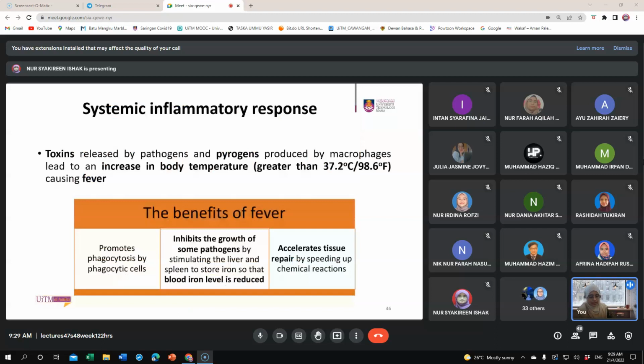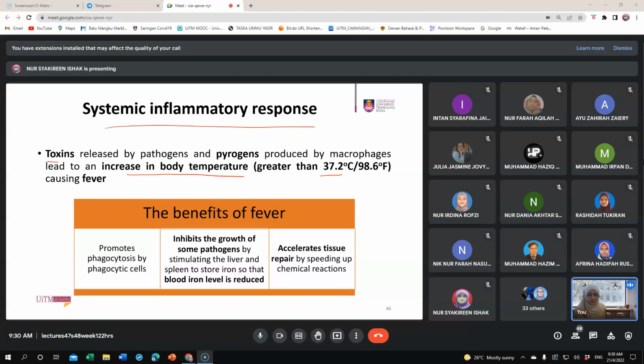Okay, so next is the systemic inflammatory response. Just now, at a specific area, you cut yourself, for example, or the area is infected by certain pathogen, so that leads to the formation of pus and all that, the redness, edema, all that. But if it is the whole body, okay, it is systemic inflammatory response. Okay, so toxin released by pathogen and pyrogen produced by macrophage lead to an increase in body temperature greater than 37.2, okay, causing fever. If your body temperature is above 37 degrees, that means the temperature is a fever temperature. Okay, so the whole body, not just your hand feeling feverish or only your leg feeling hot. So it is the whole body.